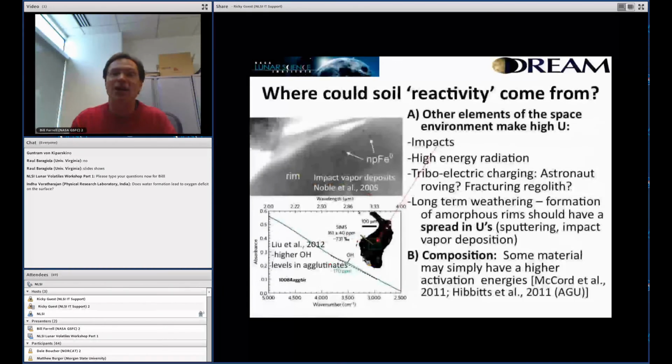So where can the soil reactivity to make the OHs come from? Where do you get the high U values? Well, I show here our usual suspects in the space environment: impacts, high energy radiation, maybe triboelectric charging if you walk over a surface and start fracturing it.